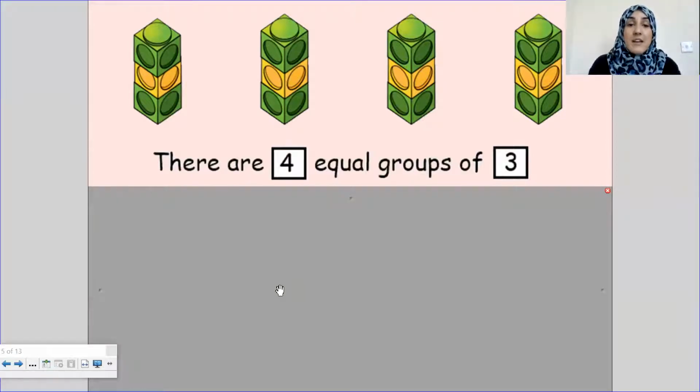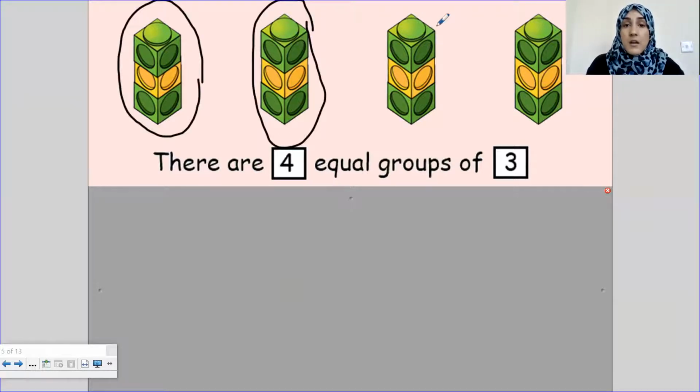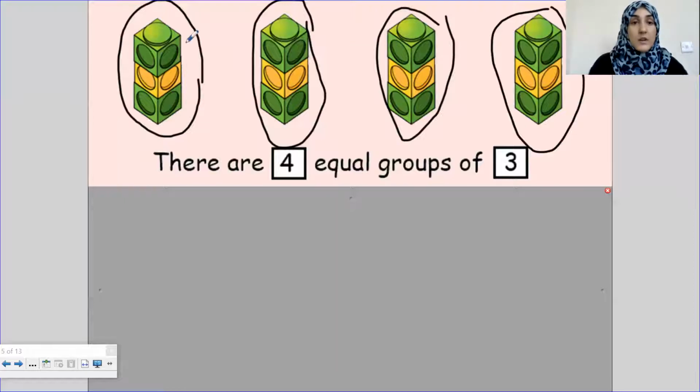Okay, so there are 4 equal groups of 3. Shall we see if that's true? I've got one group here. I've got another group here. I've got another group here. And I've got one group here. There are 4 groups. Now let's check if they are equal.